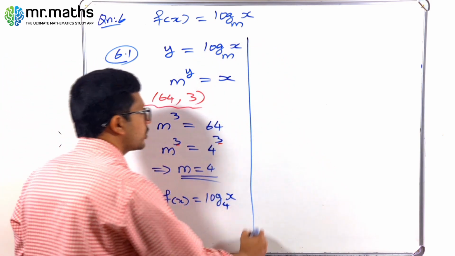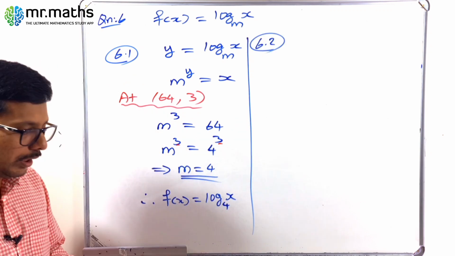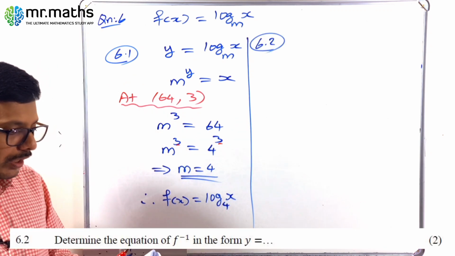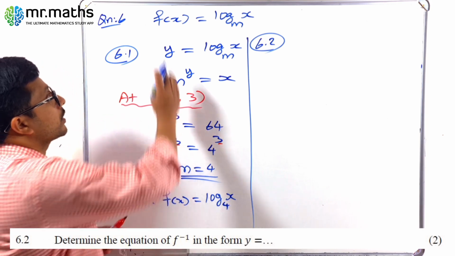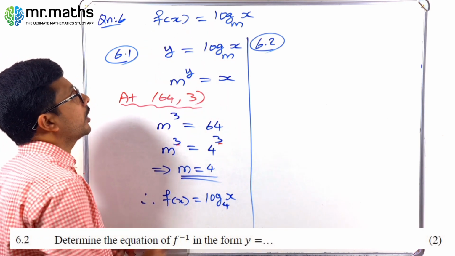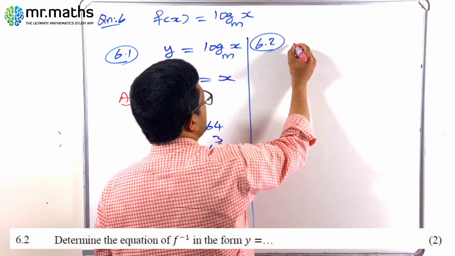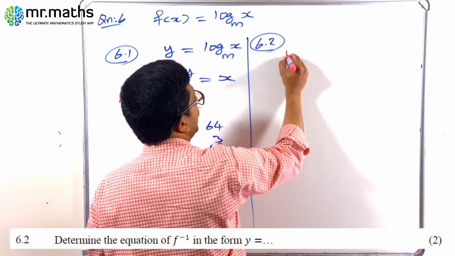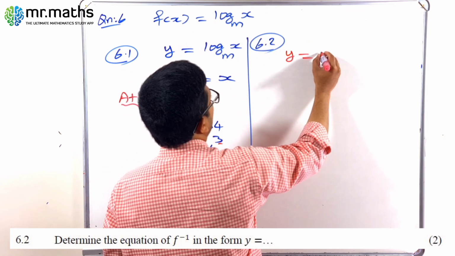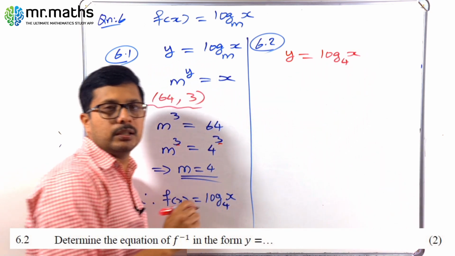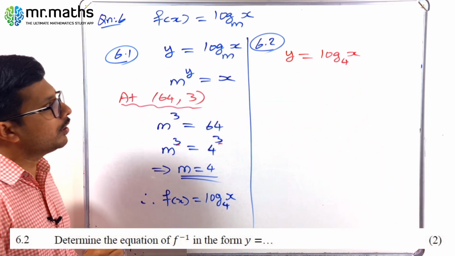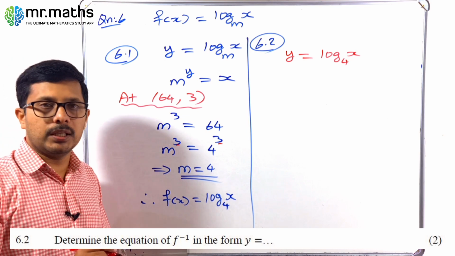Now let's move to the next question, 6.2. Determine the equation of f inverse in the form y is equal to. So this is f of x. Let's write once more, no problem. F of x is the same as y. Y is equal to log x to the base 4. Now we know that the value of m is 4.